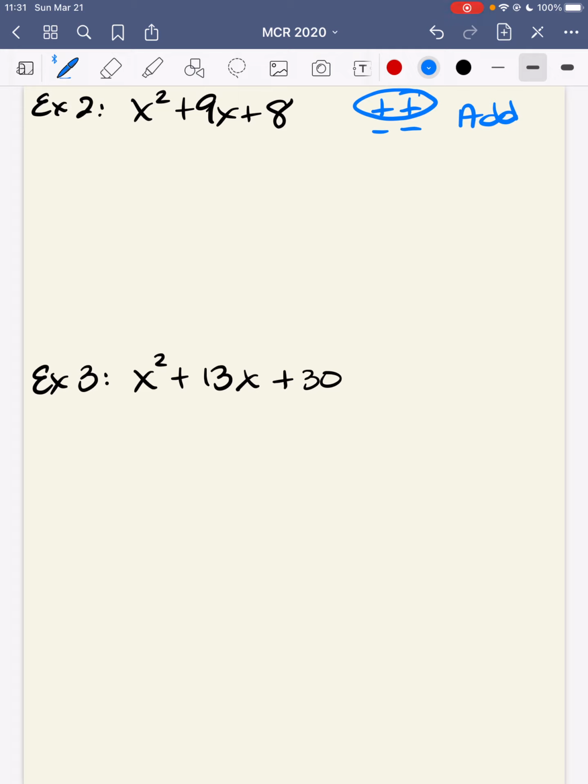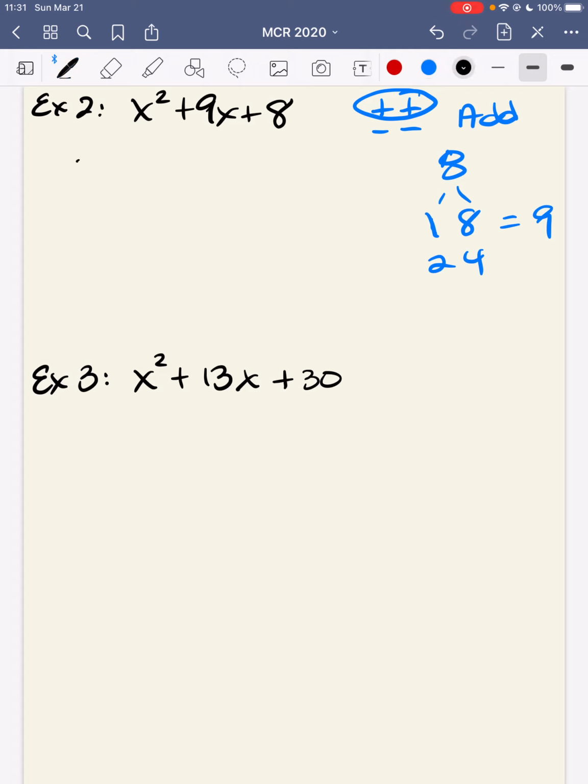And factors of 8 that add up to 9. So I have 8, I get 1 and 8. I get 2 and 4. 1 and 8 adds up to 9. So that's the combination I want to use.